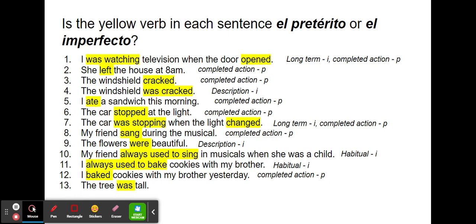The last one, number 13, the tree was tall. There's no action here. It's just a description of the tree. So that is a description, and that is imperfecto.